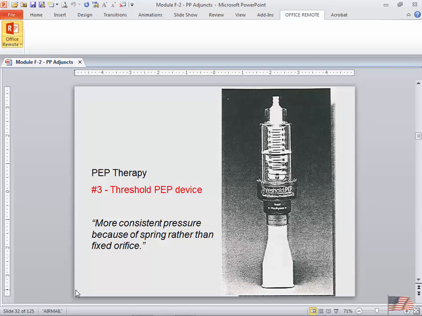All three of them do the same thing. They create a positive pressure on exhalation, splinting the airway open, hopefully getting more air out, and along with that, more secretions out.